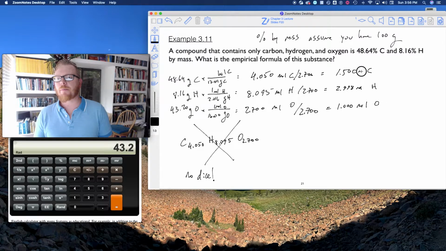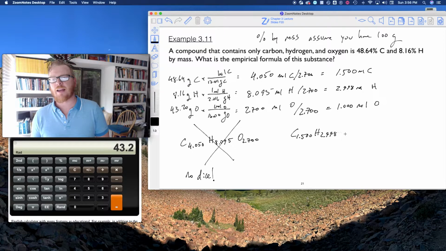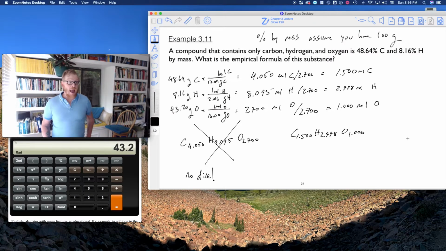So now my formula looks something like this: C1.500 H2.998 O1.000. That's not bad.